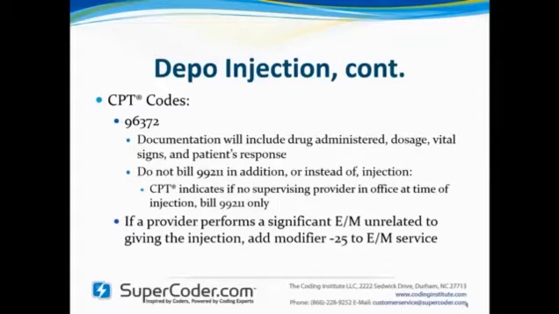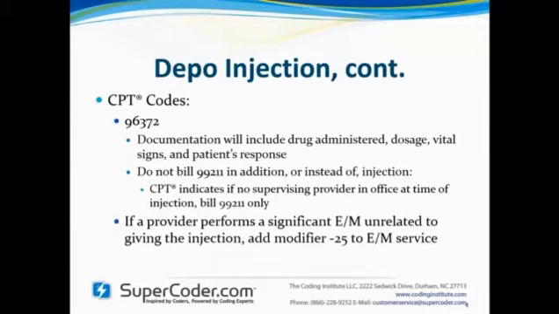99211 can only be billed if there is no supervising provider in the office when the injection is given, in which case you bill 99211 and not 96372. But remember that if this is a Medicare patient, you will not be able to, and there are a few out there that have contraception that require this, or that it would be the lower dose due to the pain. Medicare would not allow you to bill if the visit is not supervised or at the time of the injection.